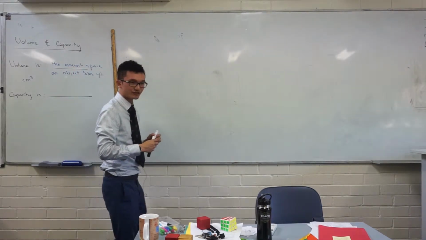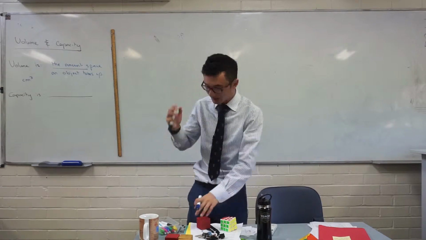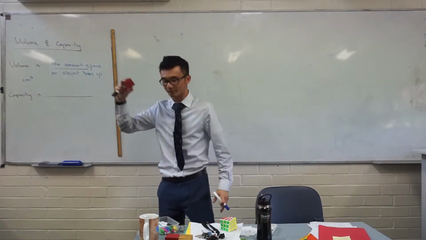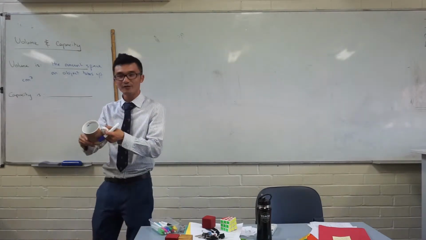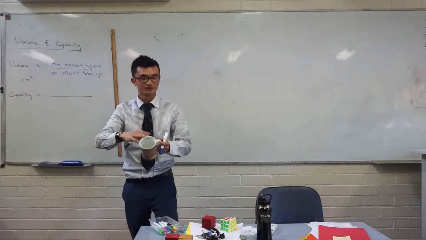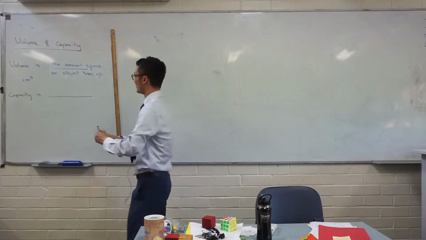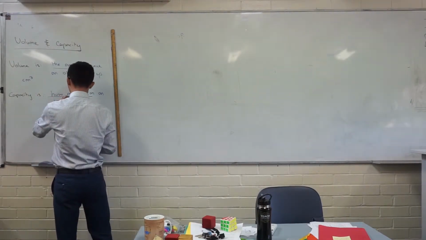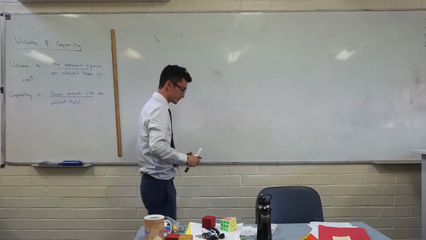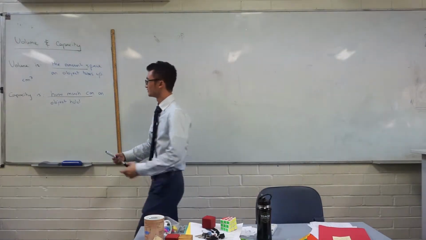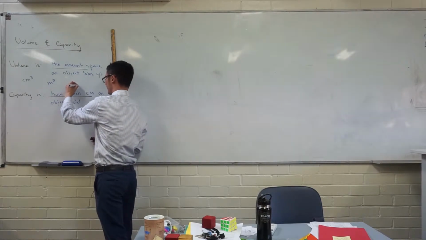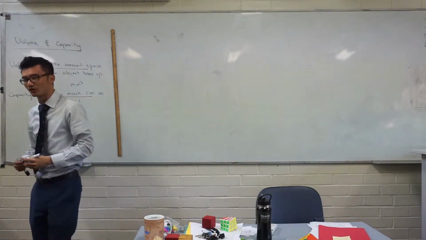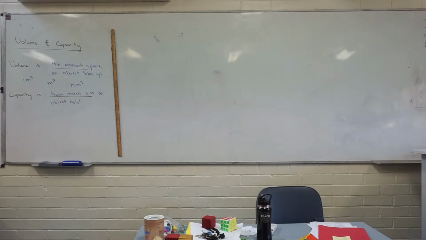And then what was the definition of capacity? Well, capacity is slightly different, right? If volume is the amount of space something takes up, capacity is how much it can hold. How much can an object hold? Now, we've already got some measurements of volume, for example cubic centimeters, cubic meters, and even cubic millimeters. When we're talking about how much an object can hold, we use slightly different units.